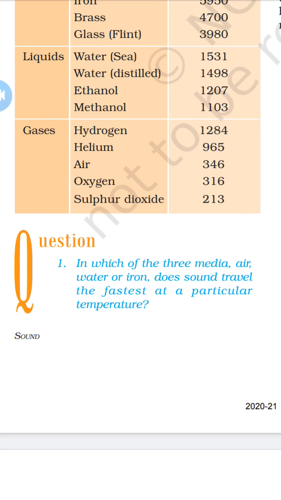Now the next question: in which of the three media, air, water or iron, does sound travel the fastest at a particular temperature? Sound waves travel fastest in solids compared to water and air. So sound waves travel fastest in iron.